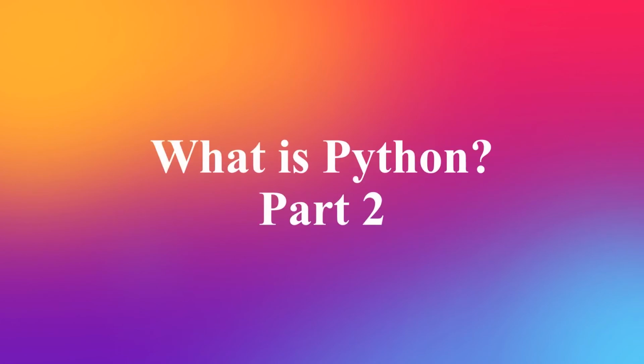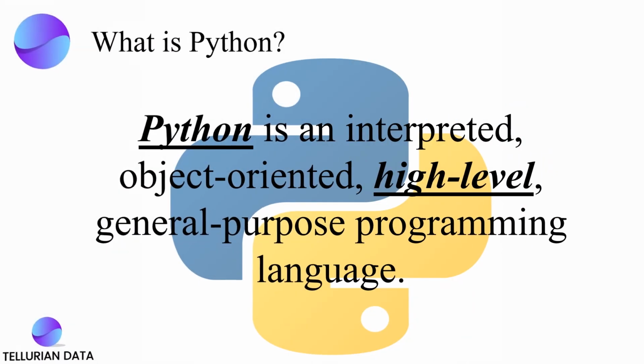Alright. That's part 2 of the What is Python lecture series. So in the previous lecture, we stopped at Python being a high-level language. So again, Python is a high-level programming language. But what does this high-level even mean? And to understand it, we need to dive deep into how a computer, quote-unquote, thinks.